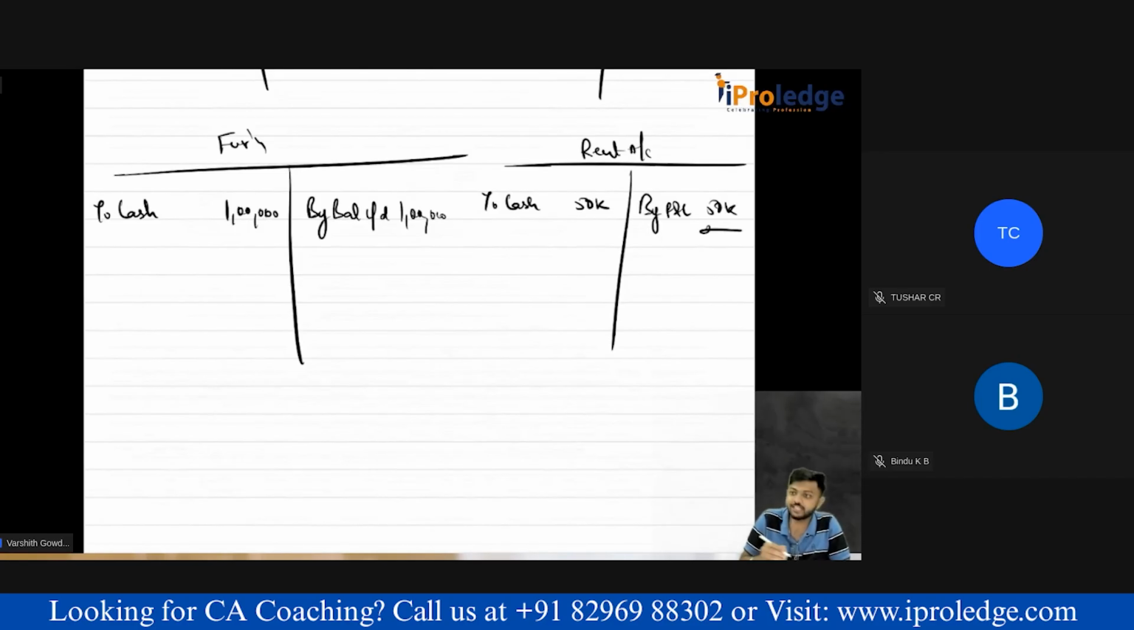Now the ledger posting is complete. We balanced and transferred it to P&L. All of you clear till here? Okay. Now let's come back to the subsidiary books. Now what is happening? From journal we posted everything to ledger.